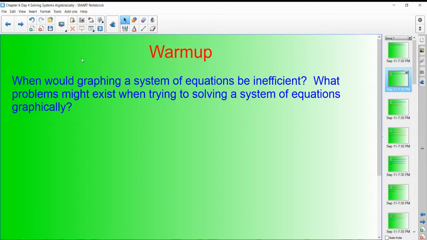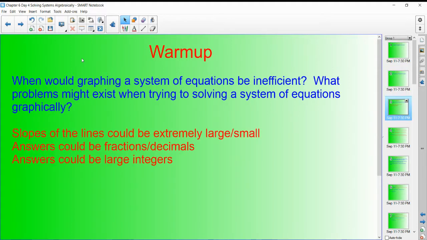So when would graphing a system of equations be inefficient? What problems might exist when you try to solve a system of equations graphically? So I want you to think about this. I want you to write down your answers, pause the video if you need some time. Then I'll share some answers that I've heard in the past. Okay, so let's look at some answers that I've heard in the past.